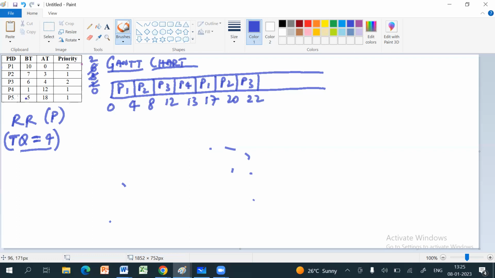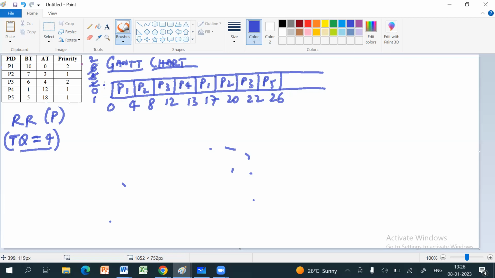And P4 doesn't need anything. And next in line is P5. So P5, because the current time is 22, that means in the meantime, P5 has also arrived. So P5 requires 5 units of time, but the time quantum is only 4. So P5 will actually be stopped at 26 and the remaining time is 1. So 1 round is complete. Totally 2 rounds have completed so far. So I'll go back to the next round again.